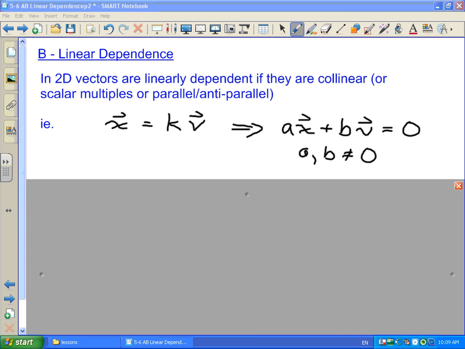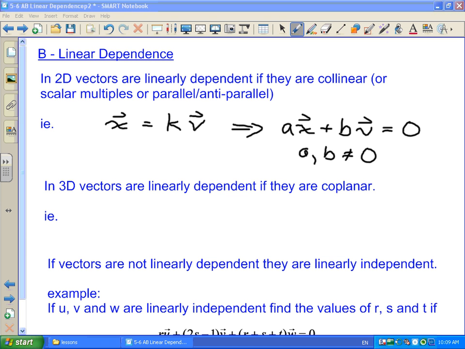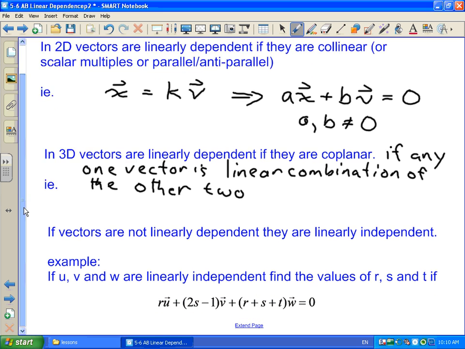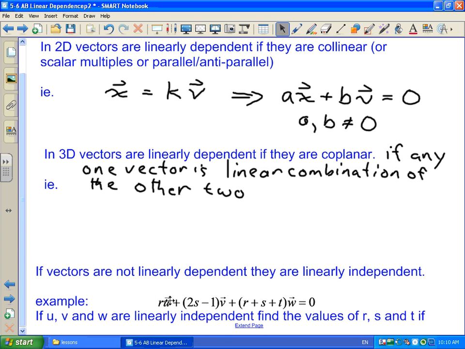In 3 dimensions, vectors are linearly dependent if they are coplanar. If all 3 of the vectors lie in the same plane, we say that they are linearly dependent on one another. The other way of writing this was, if any one vector is a linear combination of the other 2. So if we can write one vector as a linear combination of 2 others, that means those 3 vectors are, as we say, linearly dependent on one another.